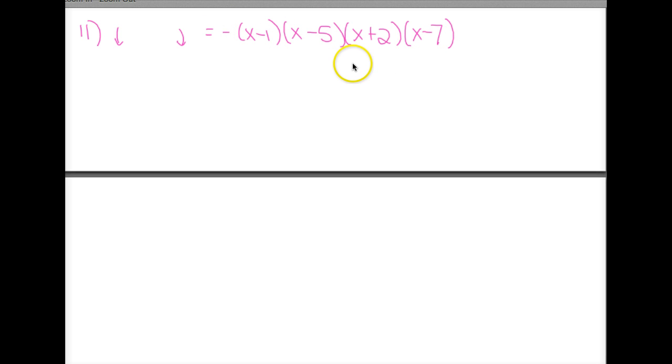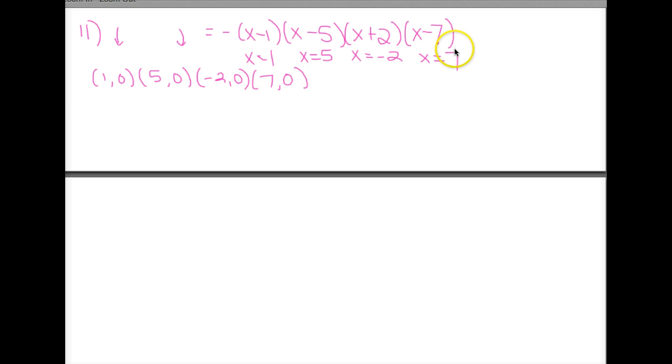So once it's already factored, then all I need to do is find the zeros. So that means that x equals 1, x equals 5, x equals negative 2, and x equals 7 are my zeros. So when I list my x-intercepts, I've got 1, 0, I've got 5, 0, I've got negative 2, 0, and I've got 7, 0. So I've got 4 x-intercepts that I got from that factored version. I probably should label them x-intercepts.